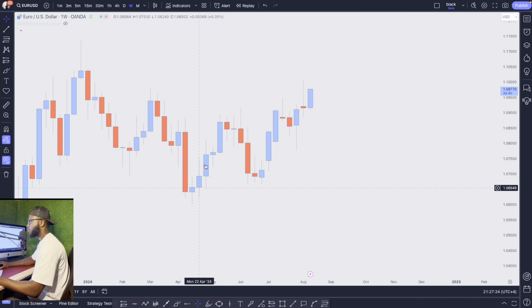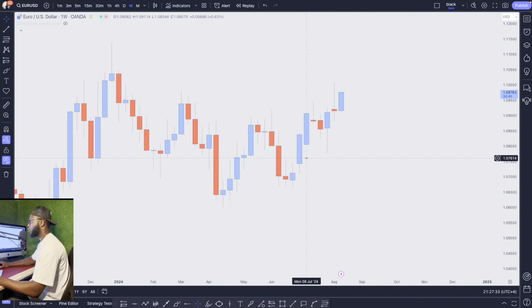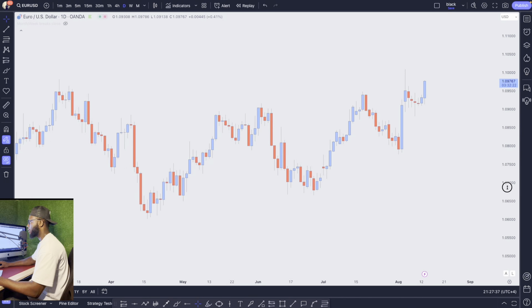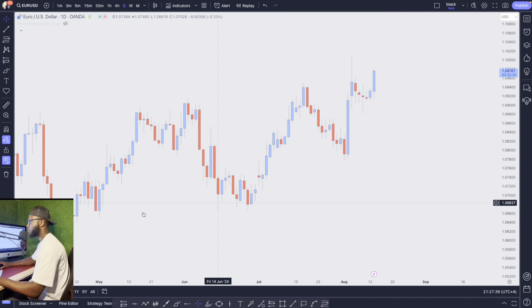So you can see price created a high, we pulled back, created a new high, we pulled back, created a new high. So price is creating higher highs and higher lows, and this means that we are bullish, right? So on the weekly, we are in a bullish trend. On the daily time frame as well, that is the same thing that we are seeing. You can see structures are being broken, right?